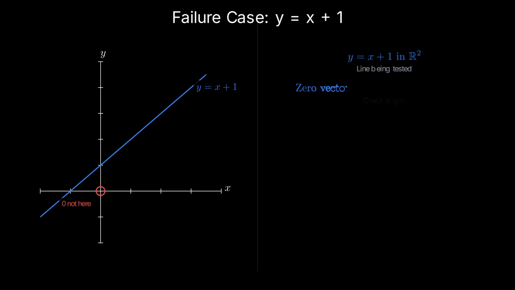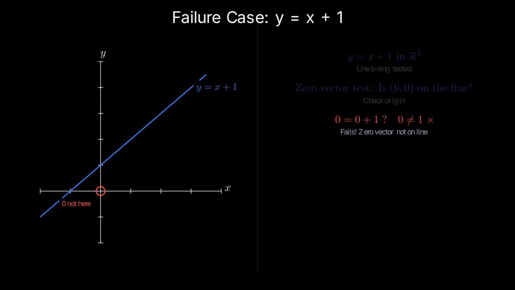We start with the zero vector test. Is the origin on this line? Plug in x equals 0 and y equals 0. Does 0 equal 0 plus 1? 0 does not equal 1. The zero vector is missing from this line, so it is not a subspace. We could stop right here.